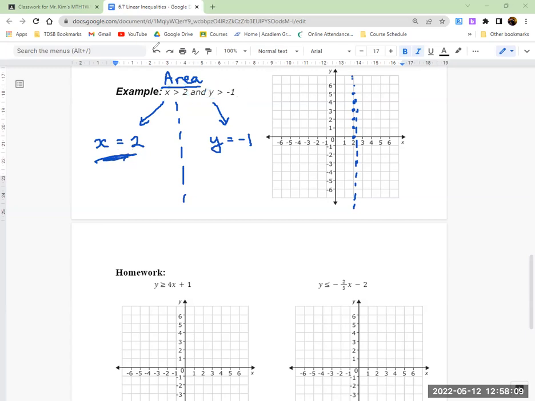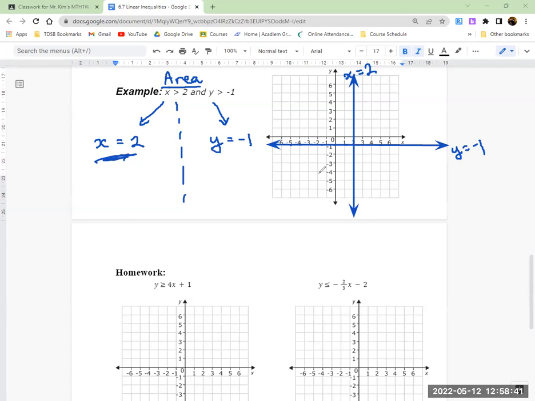And so if you think about it that way, when do you ever see x equals 2? It's a vertical line. In the same way, when do you ever see y equals -1? You see y equals -1 here, here, here, here. If I connect the dots, all of these points are y equals -1. So I'm going to label this as x equals 2, y equals -1.